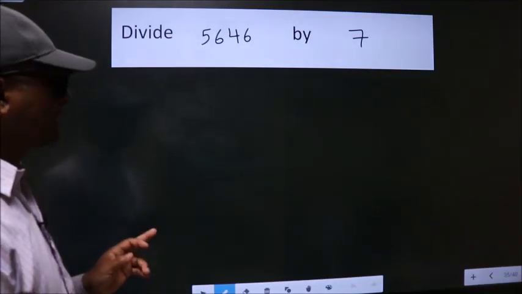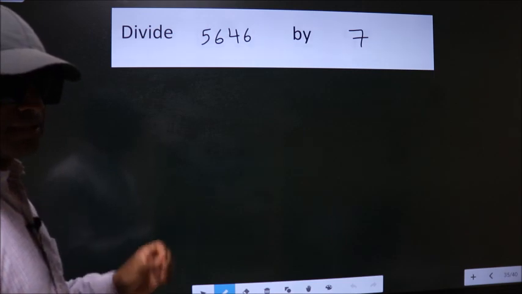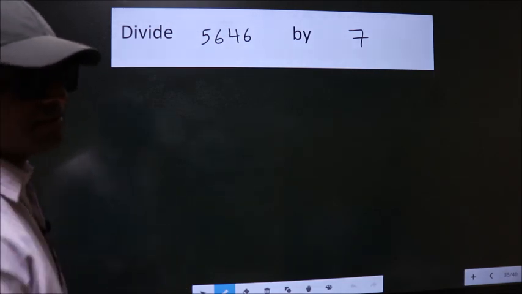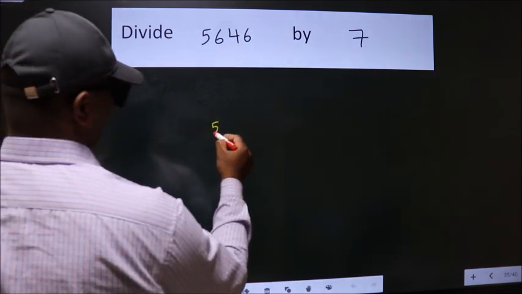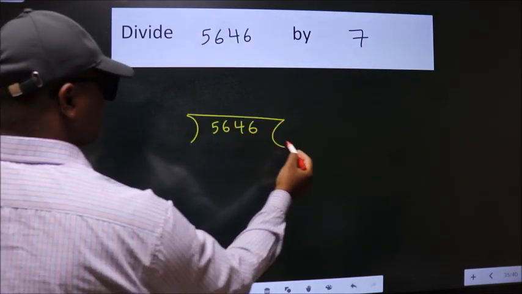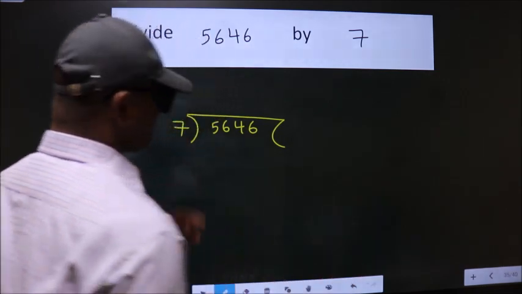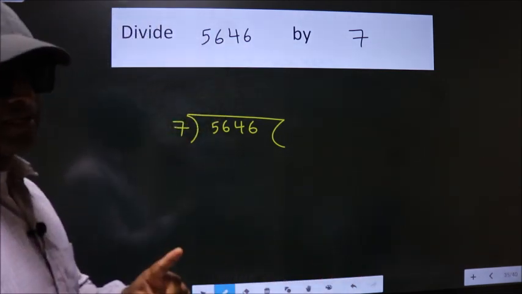Divide 5646 by 7. To do this division, we should frame it in this way. 5646 here, 7 here. This is your step 1.